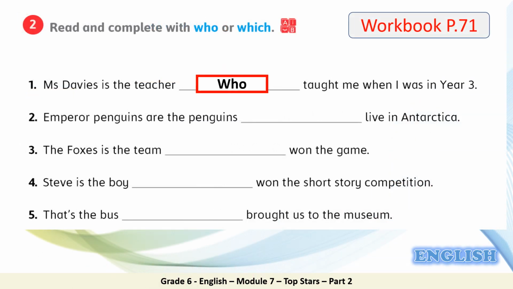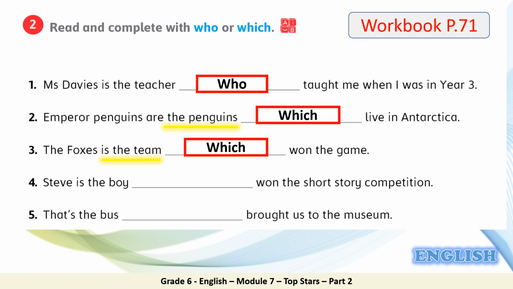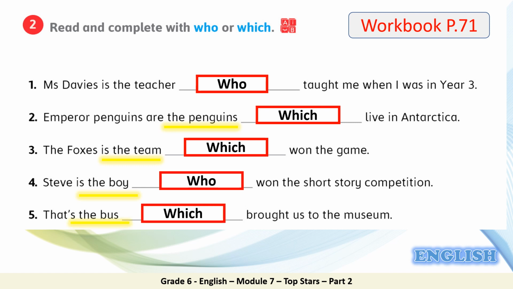Now let's check our answers. Number 1 is already done. Number 2, we talk about the penguins. So the correct answer is which. Number 3, we refer to the team. So the answer is which. Number 4, Steve is the boy. Correct. The boy. So the correct answer is who. Number 5, we refer to the bus. So the answer is which. Well done, everyone.